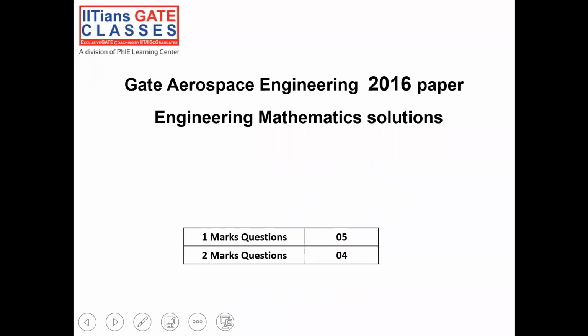In this video, we will be solving engineering mathematics questions which were asked in the GATE 2016 paper of aerospace engineering. As we can see in this slide, there were a total of 9 questions asked in this paper, out of which 5 questions were asked for 1 mark and 4 questions were asked for 2 marks. So let's try to solve these questions one by one.